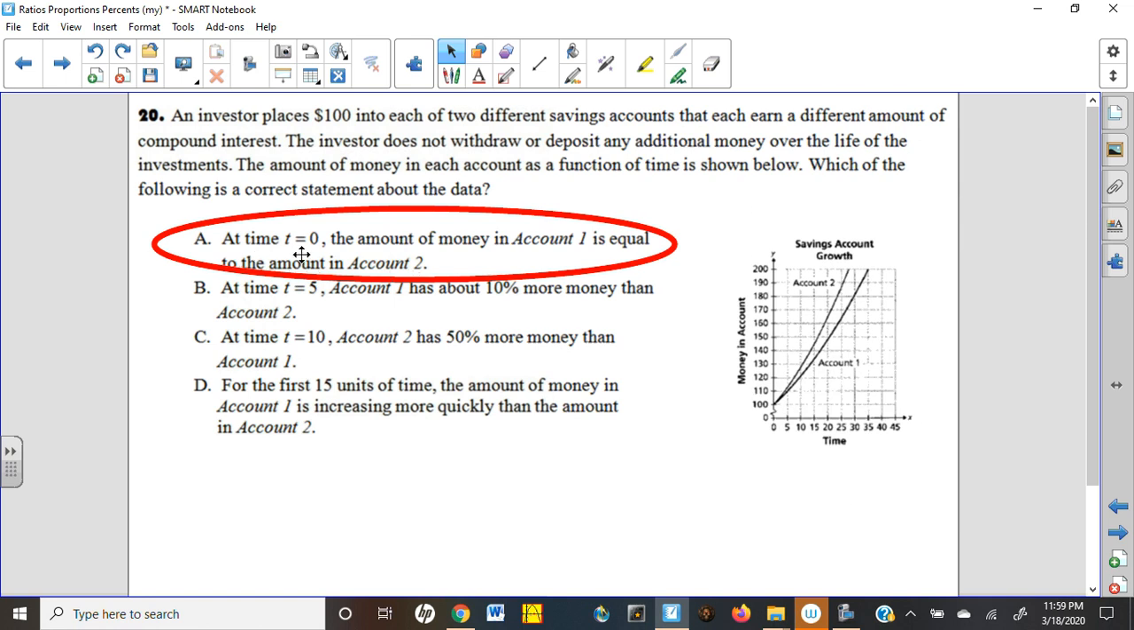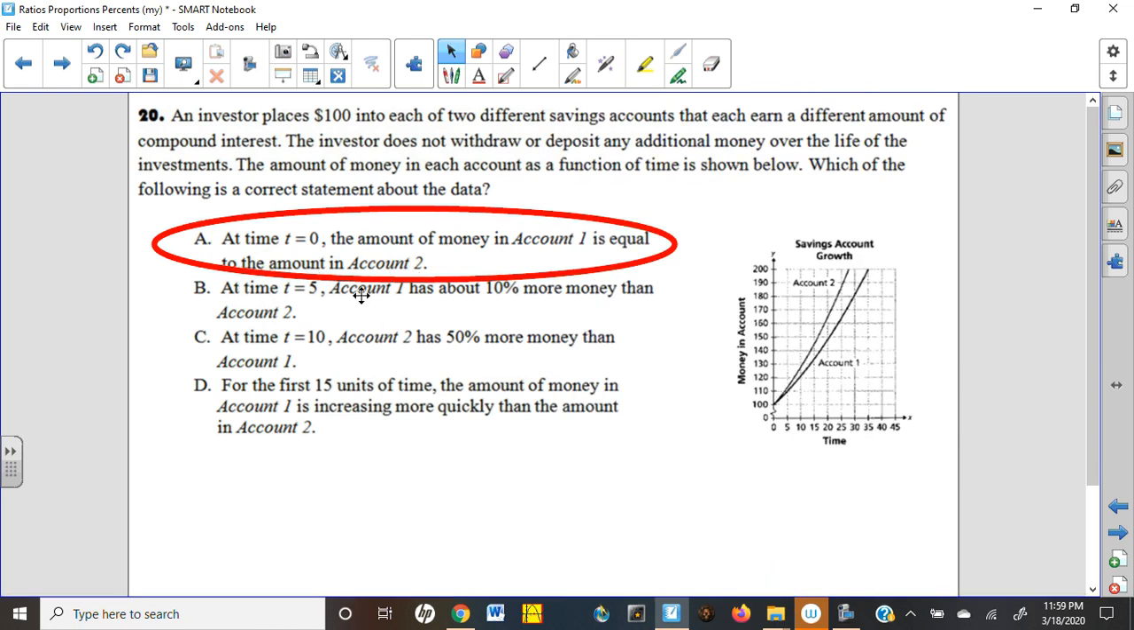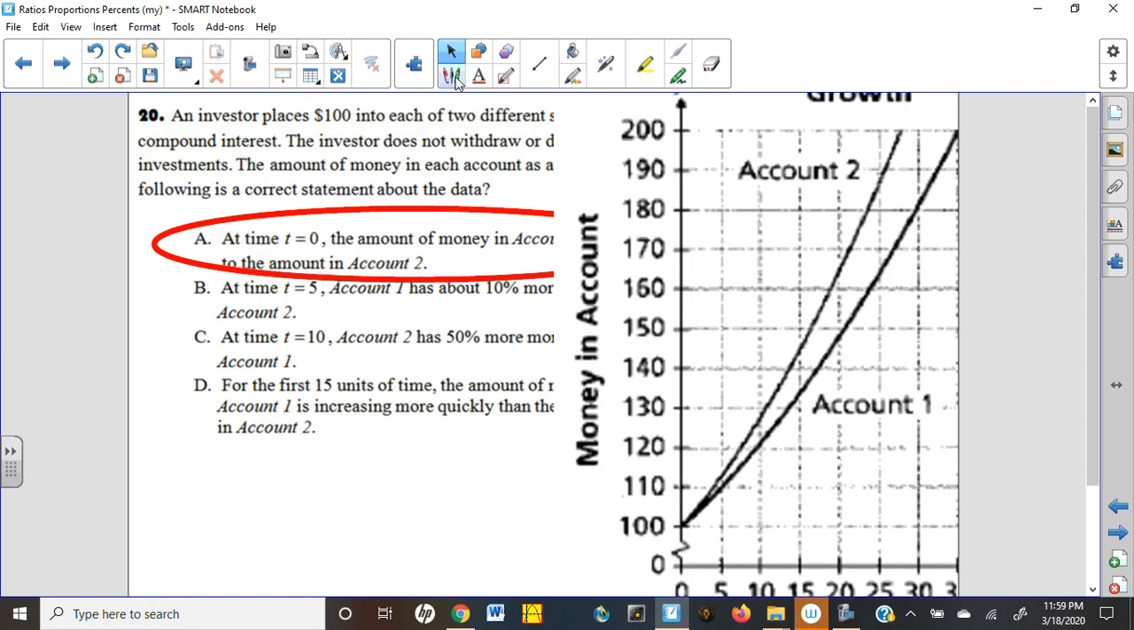At time 0, the amount in account 1 and 2 is the same. Well, I think we just said that at time 0, these both started at 100. So I think right off the bat, A is looking good. But assuming you have a little bit of time left, let's see if these others look okay. At time 5, account 1 has 10% more money than account 2. Well, at time 5, which would be right here, it looks like account 1 is actually below account 2. So it definitely can't be B. That doesn't make any kind of sense.